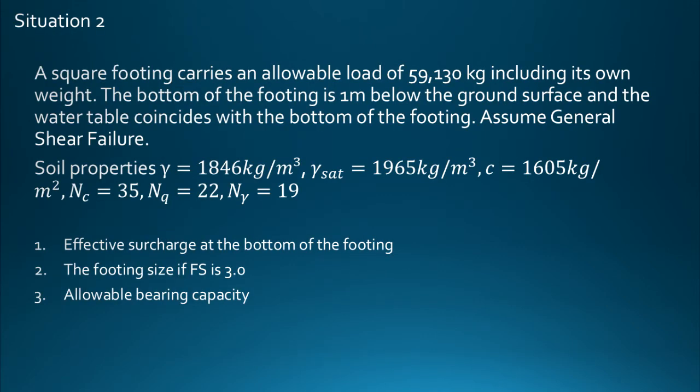Okay, next situation tayo. A square footing carries an allowable load of 59,130 kilograms, including its own weight. The bottom of the footing is 1 meter below the ground surface and the water table coincides with the bottom of the footing. Assume general shear failure. Soil properties are gamma is equal to 1,846 kilograms per cubic meter. Gamma saturated, 1,965 kilograms per cubic meter. Cohesion of 1,605 kilograms per square meter. Nc is 35, Nq is 22, and N gamma is 19.